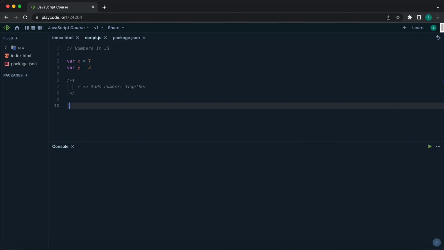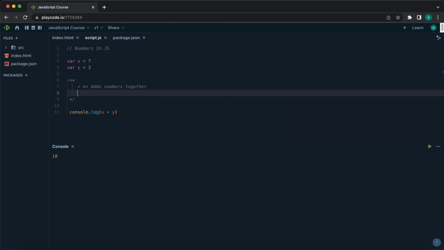Let me give you an example. console.log(x + y). What's the result here? The result is 10. 7 plus 3 equals 10. So we use this operator to get the sum of numbers.